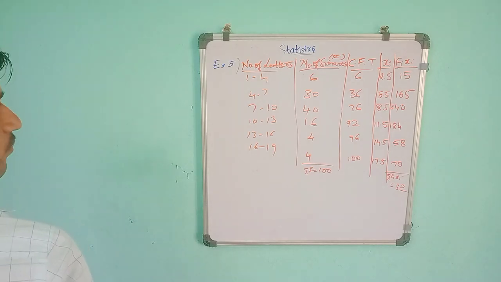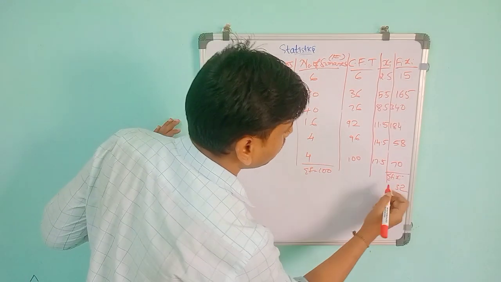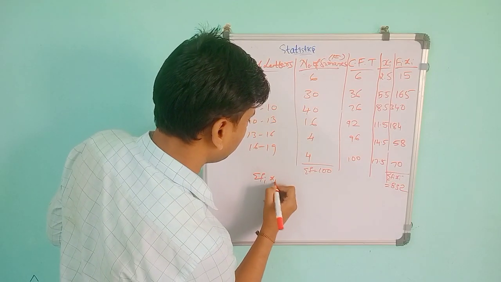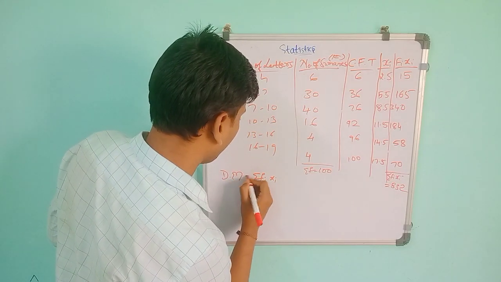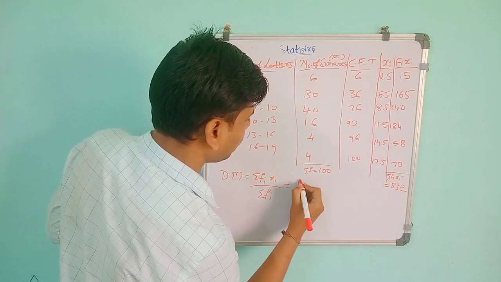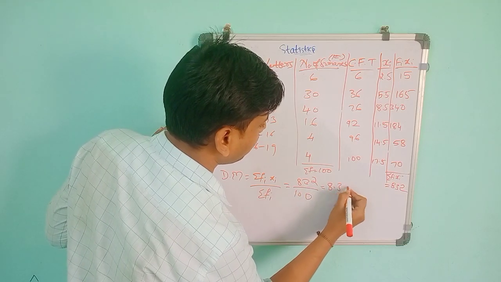Fifteen, 165, 340, 184, 58, 70. So if you add the total value, you will get 832. So this will give sigma fi xi. This is direct method. So formula is sigma fi xi divided by sigma fi. So sigma fi xi is 832. Then 100. So it will give you 8.32.